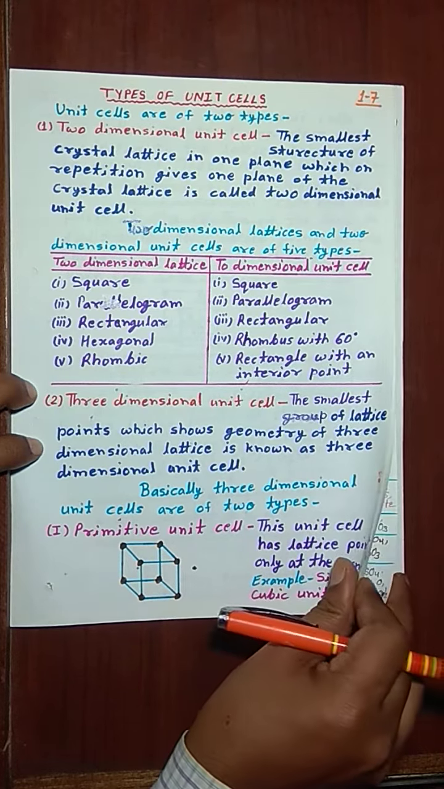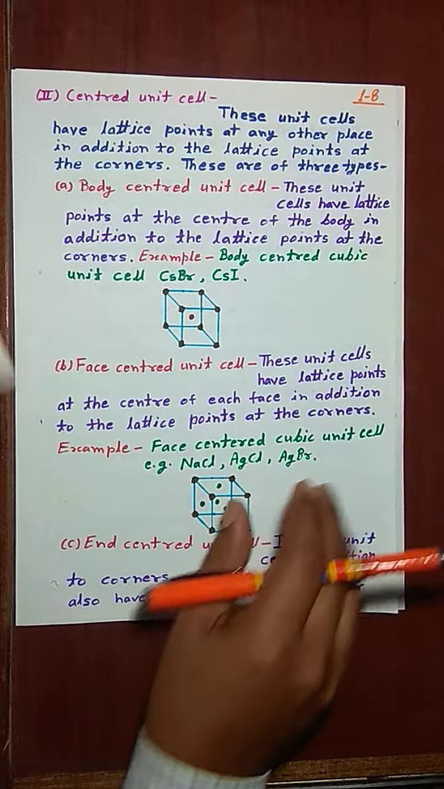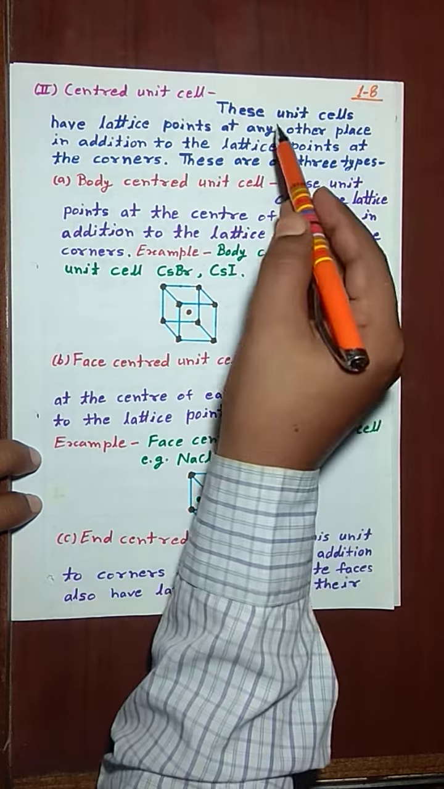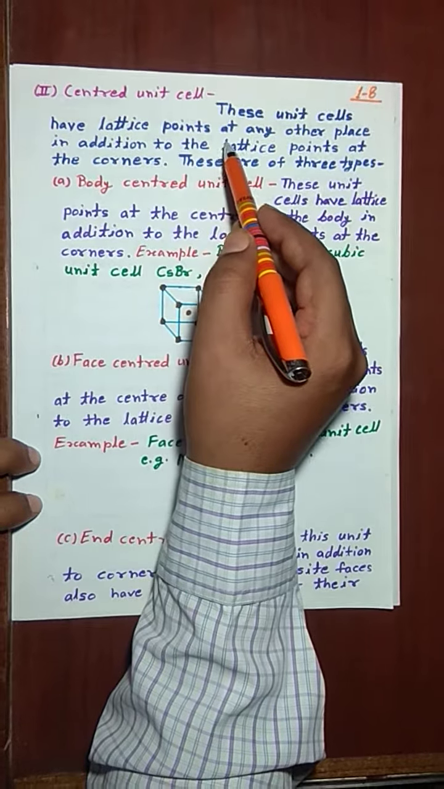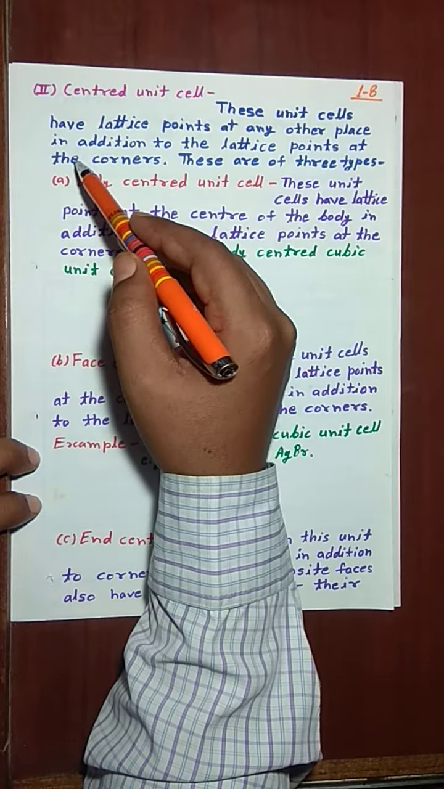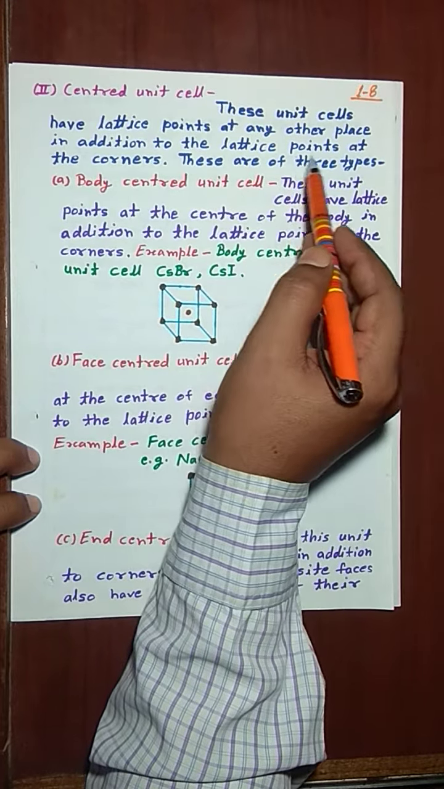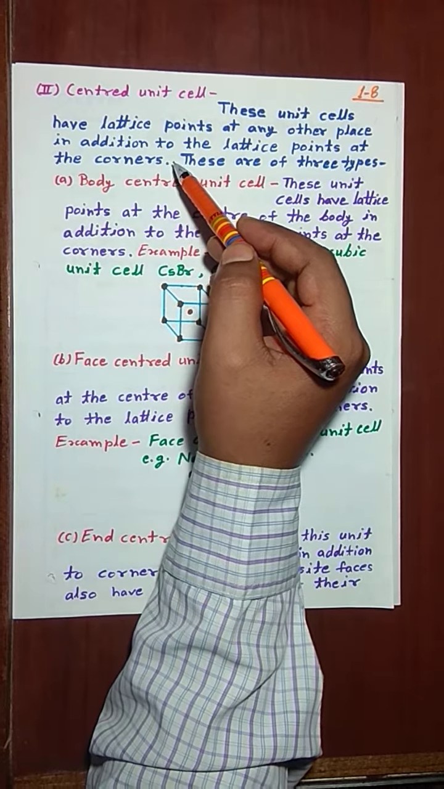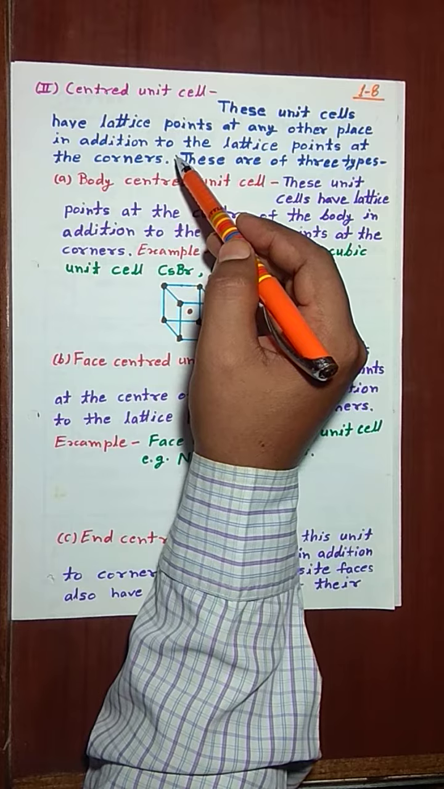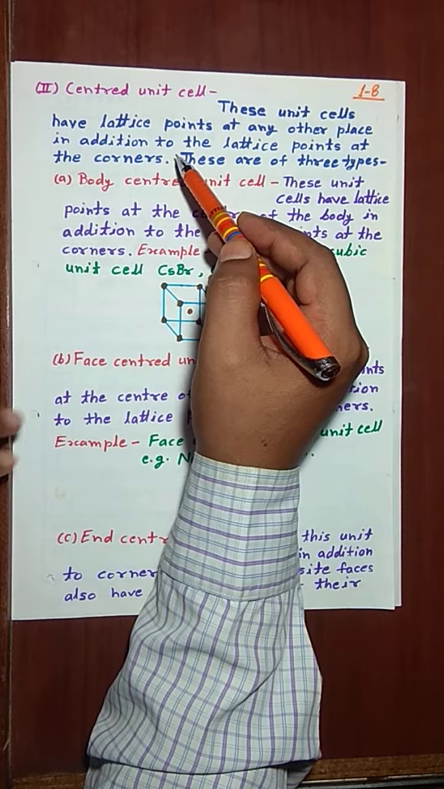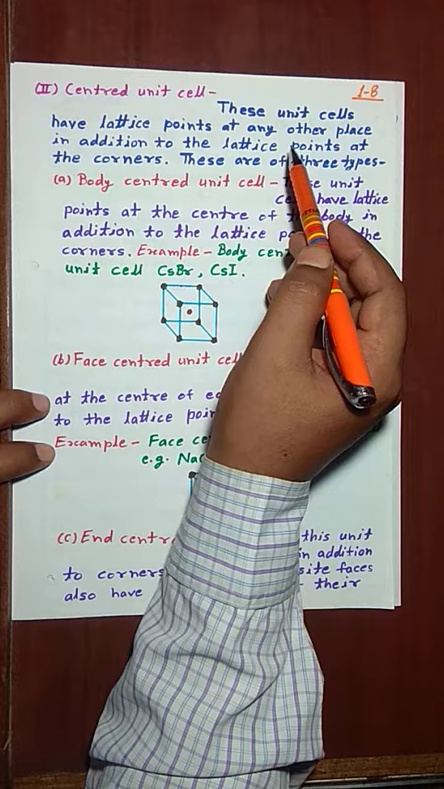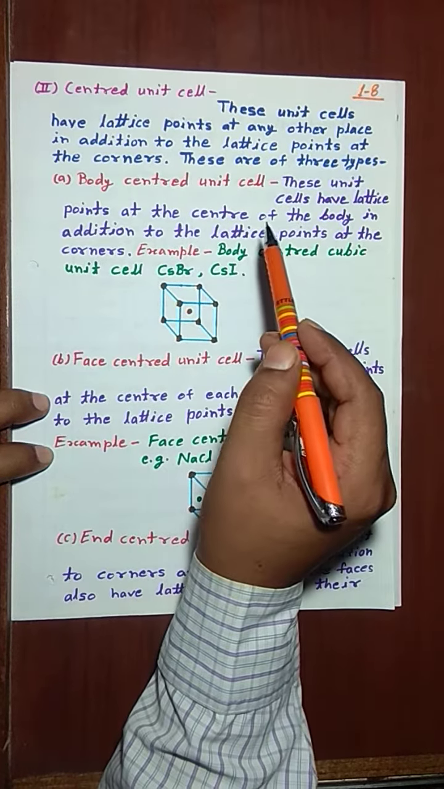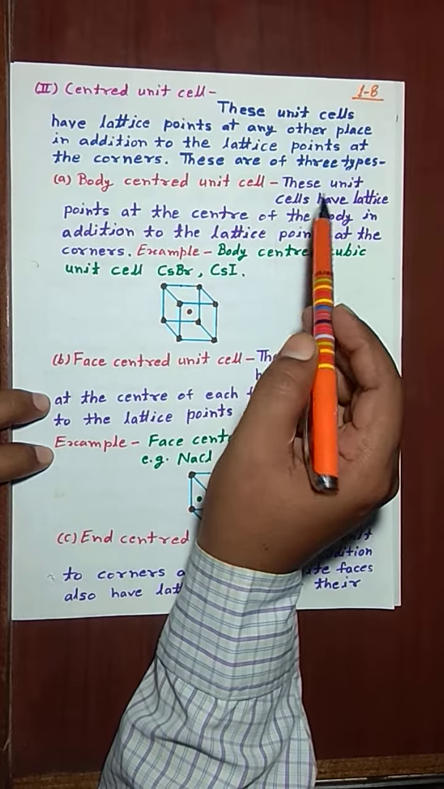Then the second type of three-dimensional unit cell is centered unit cell. These unit cells have lattice points at any other place in addition to the lattice points at the corners, correct? If a unit cell contains an additional lattice point in addition to the corners, then it is called a centered unit cell. These are of three types.